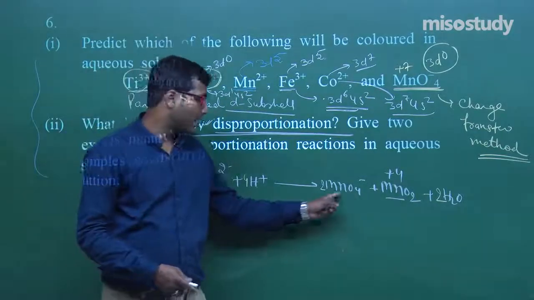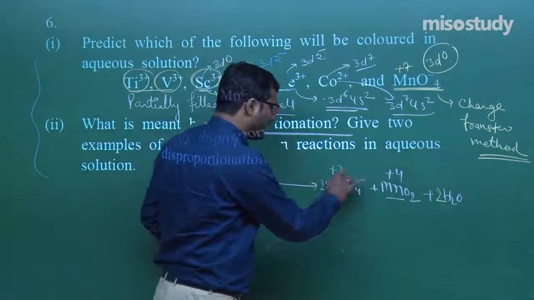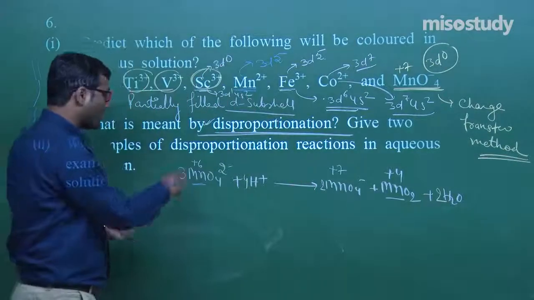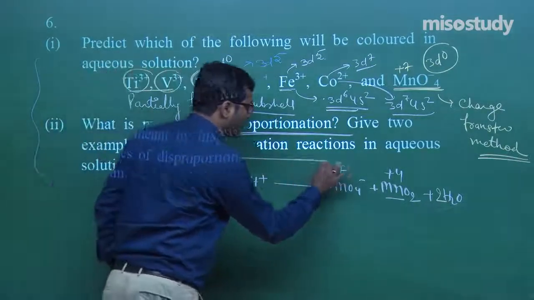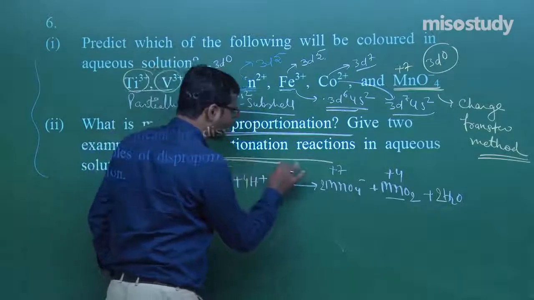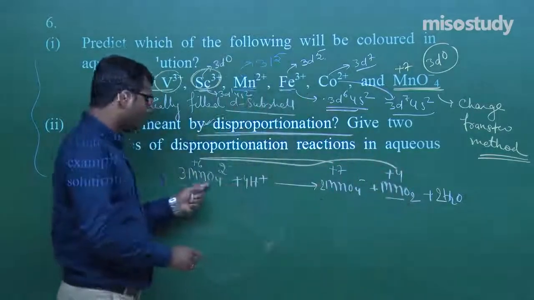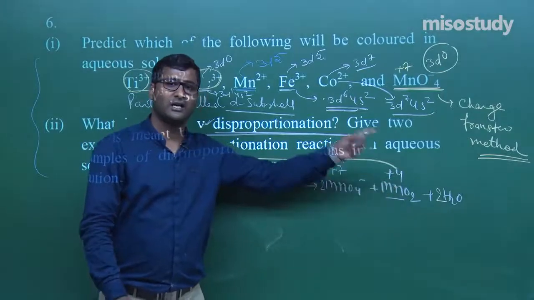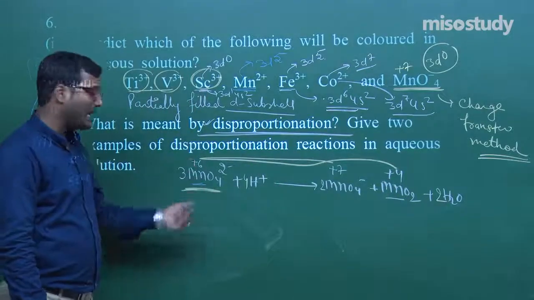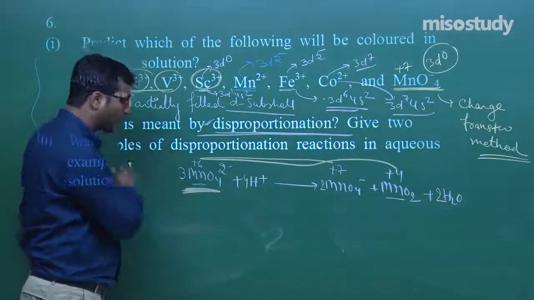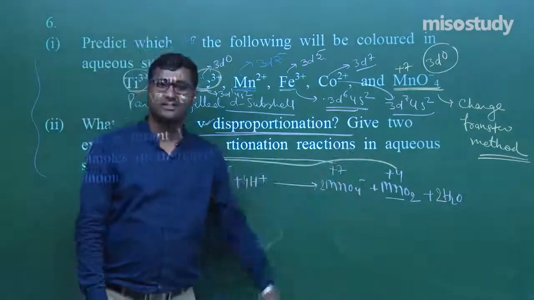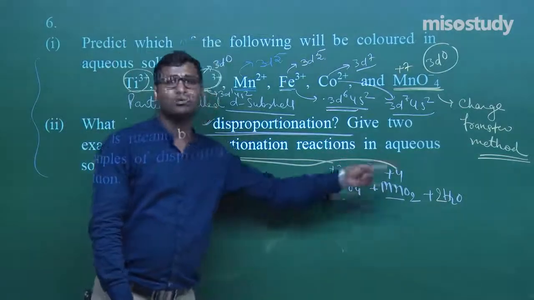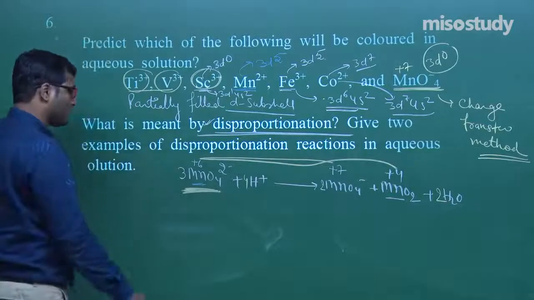Now if I talk about MnO4 minus, here Mn is plus 7. Here the oxidation state first increases, and again the oxidation state decreases. So the same substance undergoes both oxidation and reduction. That is, the atom in the particular molecule undergoes both oxidation and reduction, and this is known as, my friend, a disproportionation reaction.